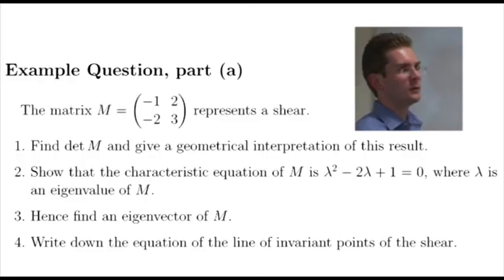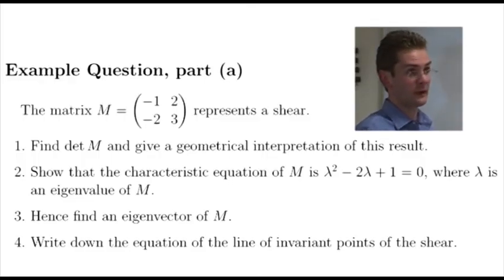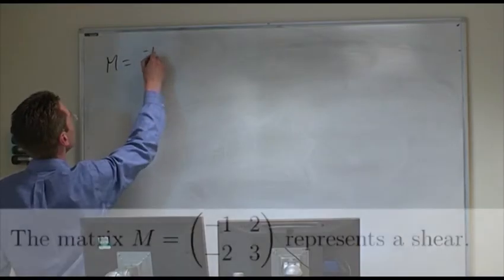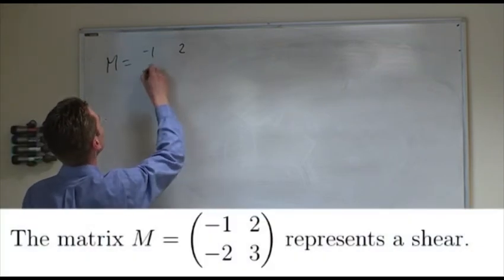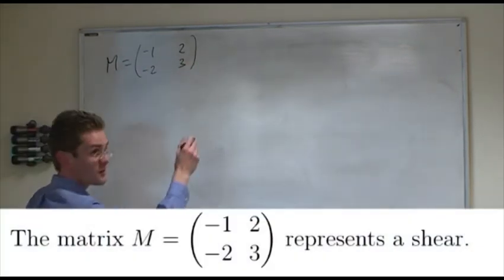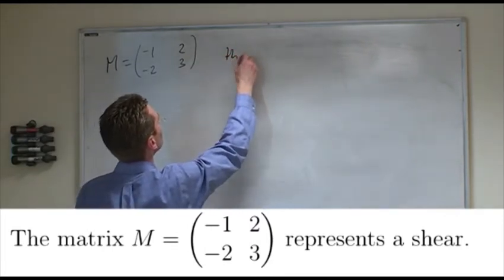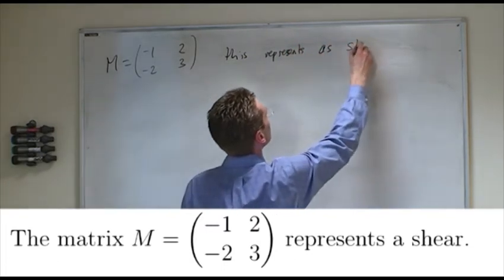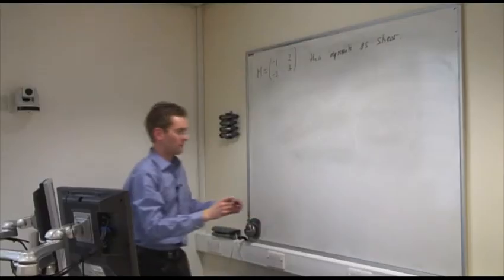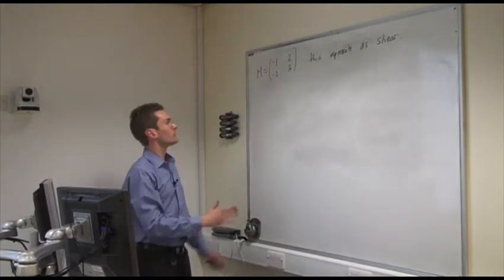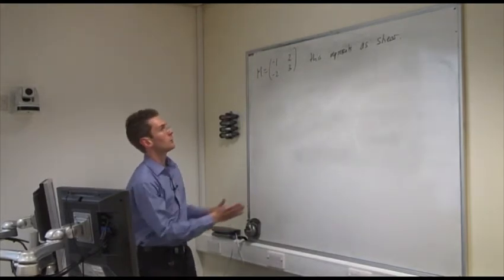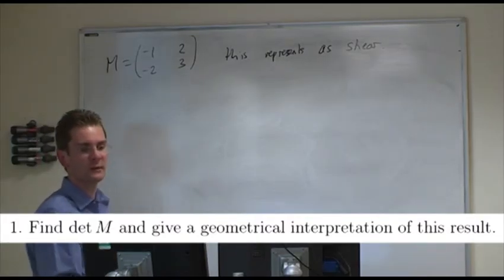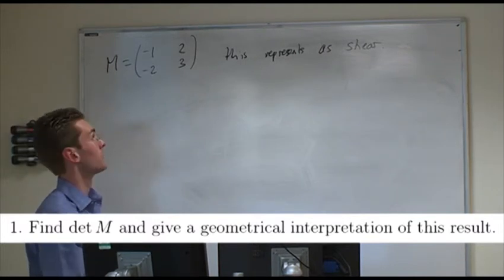So I now want to go through an actual past paper question applying some of these ideas. So we're going to start with a matrix M which is (−1, 2; −2, 3). And the question tells us that this represents a shear. So with respect to some coordinate system, what this matrix does is pushes everything along in that direction, shearing it. The first part of the question asks, find the determinant of M and give a geometrical interpretation of this result.